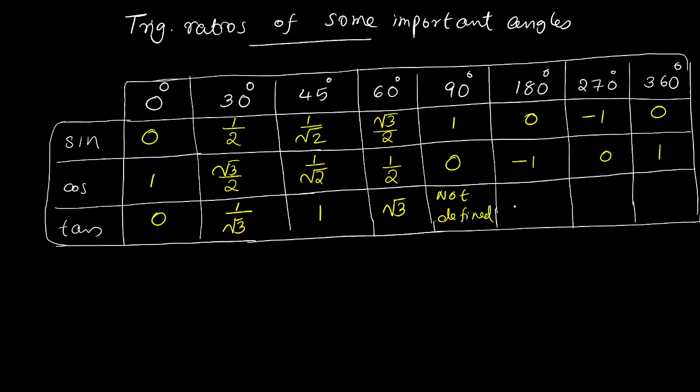Why not defined? This is because 1 by 0 is not defined. 0 by minus 1, 0. Minus 1 by 0, again not defined. Division by 0 is not defined. 0 by 1, 0. So at least learn sine and cos.